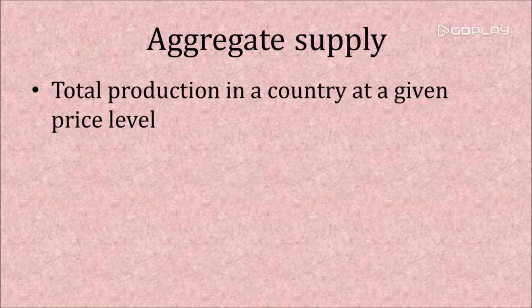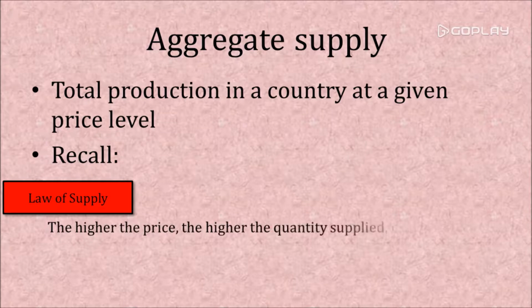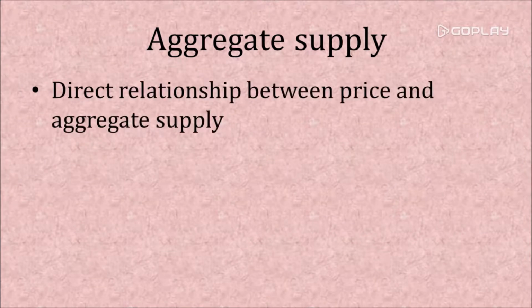Aggregate supply is the total production in a country at a given price level. Remember the law of supply? The higher the price, the higher the quantity supplied, ceteris paribus. Yes, this indicates that price and aggregate supply are directly related.